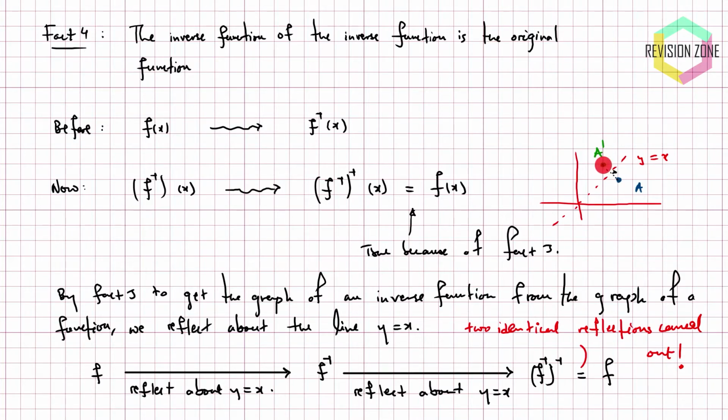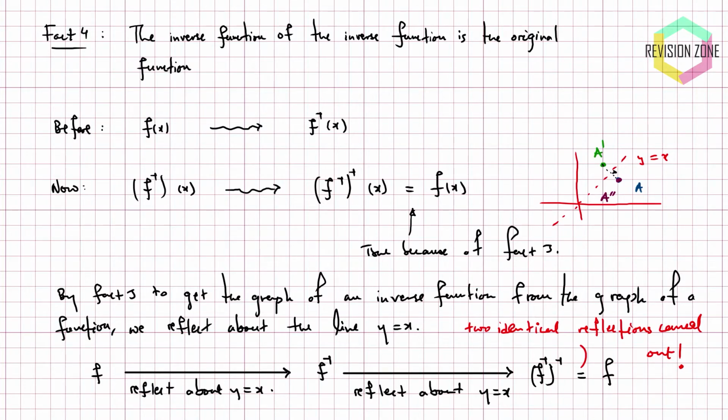But if I now do another reflection about this line here, the green point is going to go back onto the blue point. So let me mark that maybe in an even different color. So I can come back here and say I've got A double prime. A double prime happens to be the same as the point A that we started with. So in other words, two reflections basically cancel out, which is precisely what I've said here.